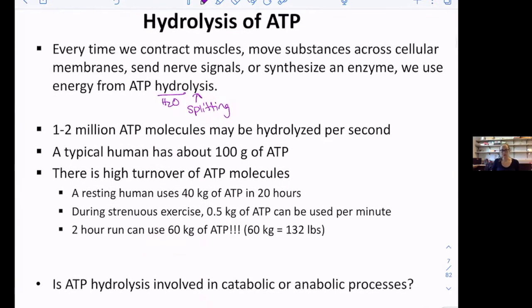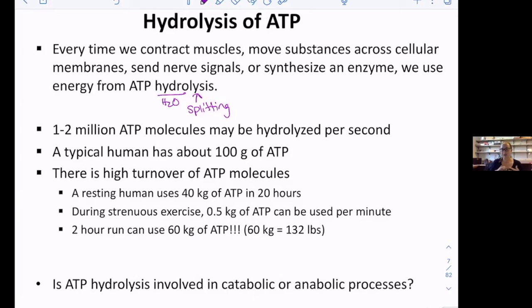Let's go back and see what scale this happens on in our body. 1.1 to 2 million ATP molecules can be hydrolyzed per second in your body. A typical human has approximately 100 grams of ATP in their system constantly. We have all of the AMP that's in our RNA, but we also have the ATP that is in our bodies, probably in our mitochondria, and then goes out around to energize things.